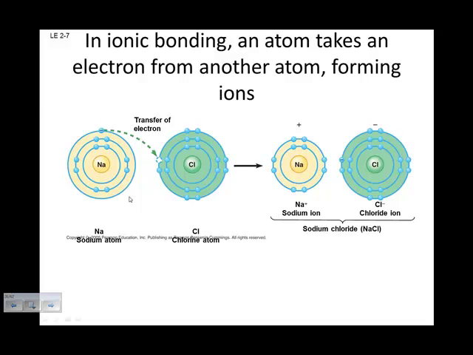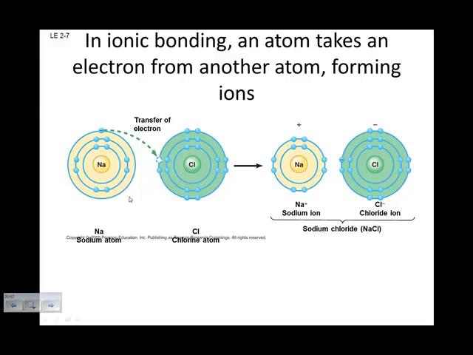Chlorine has one more electron. It has 18 electrons and still only 17 protons. So its overall charge is -1. Does that make sense? Okay. So that's why they have net charges.